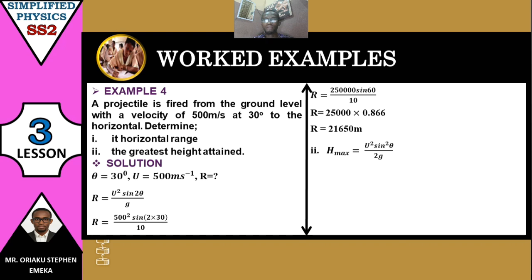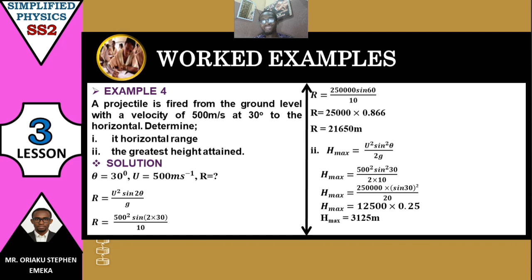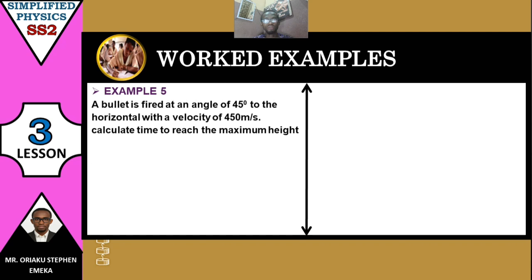So looking for the maximum height, we make use of the formula for the maximum height. So making use of the formula, inputting the values, we have the maximum height to be 3,125 meters. So we are going to solve more tutorials on this, so just keep your fingers crossed.